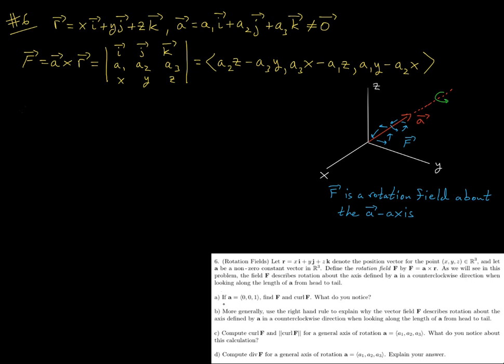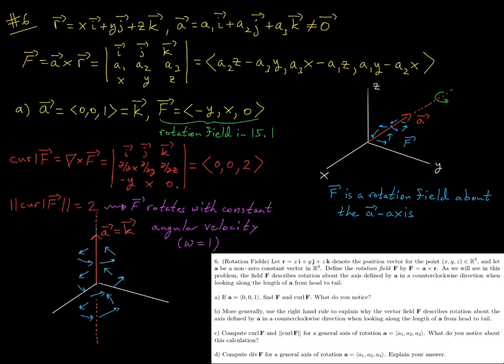And so now looking at question a, it says, if the vector A is (0, 0, 1), find the vector field F and the curl of that vector field. And then what do you notice? Well, if A is equal to (0, 0, 1), it's really just the basis vector k, right? It's just pointing in the direction of the positive z-axis. And to find F, I'm just going to set a1 and a2 to be 0 and a3 to be 1. So that's going to give us what? Negative y, it's going to give us an x, and then this is going to be 0.